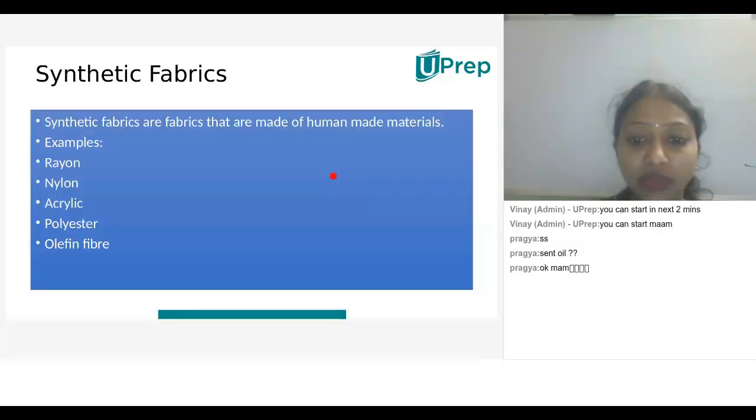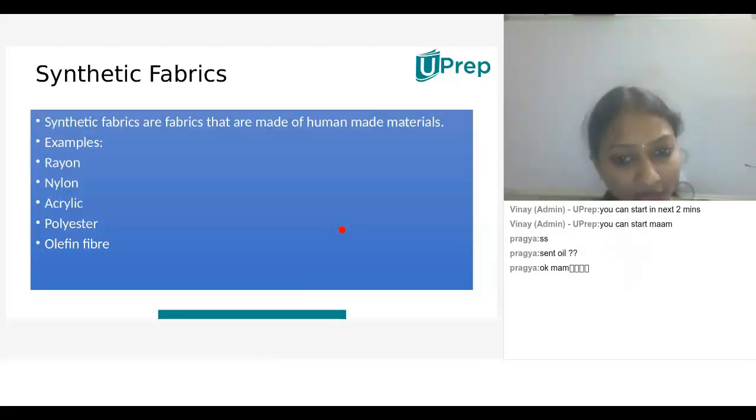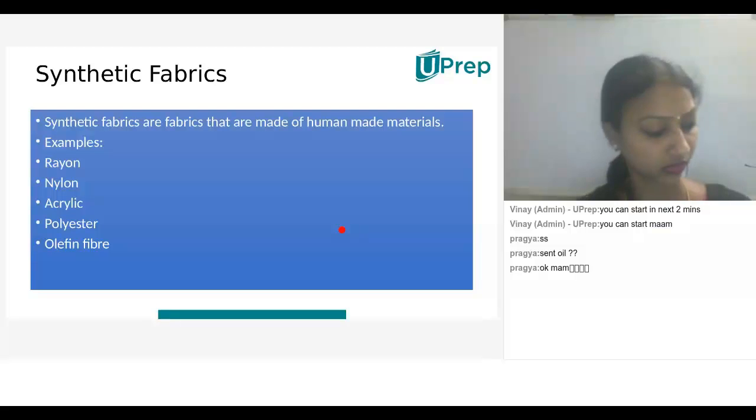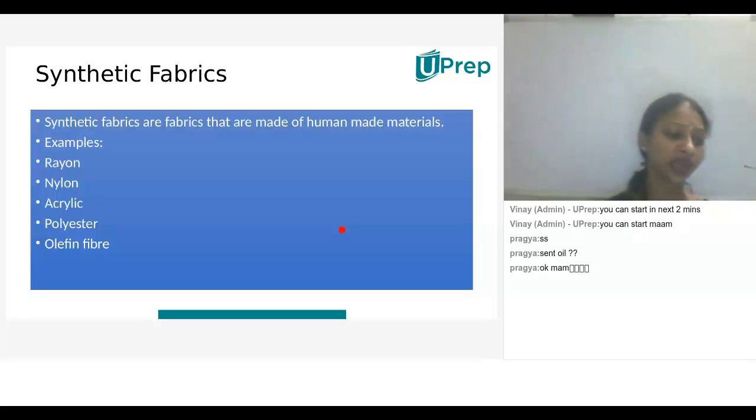When it comes to synthetic fibers, they are fabrics that are made up of human-made materials. Understood? That means, what do you mean by human-made materials, children? Yes, Rasma. Human-made means like in the laboratories, scientists make it. So in the laboratories, by using different technical reagents, these fabrics are made.